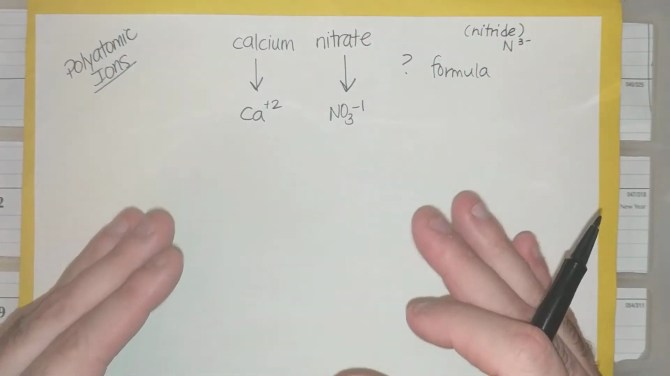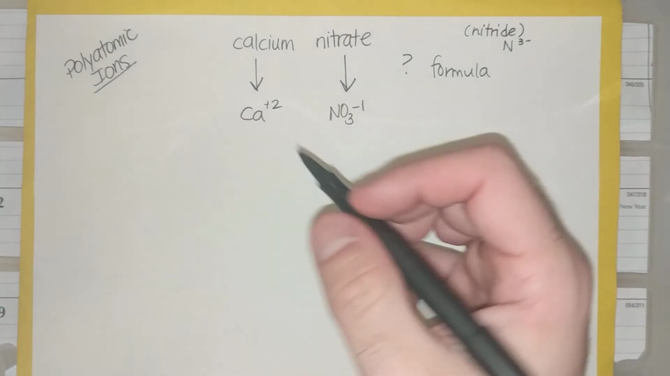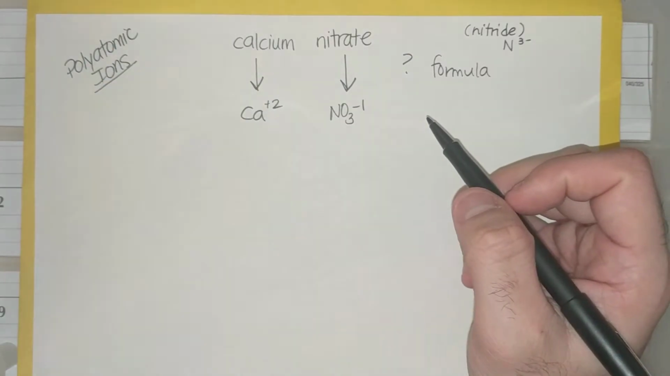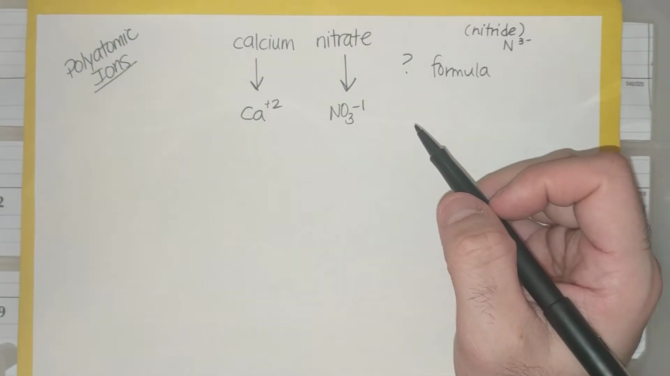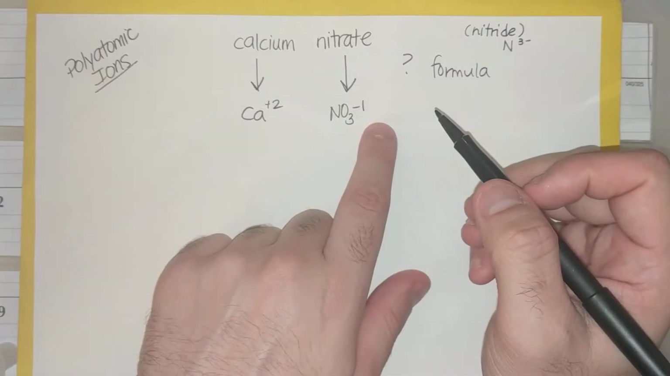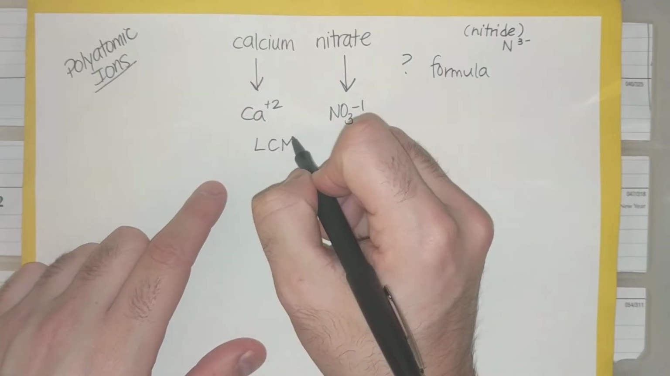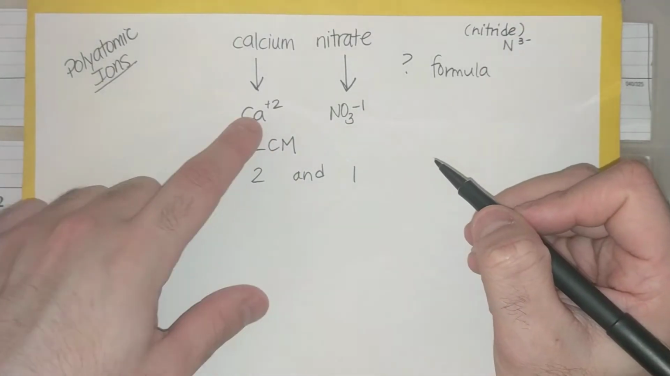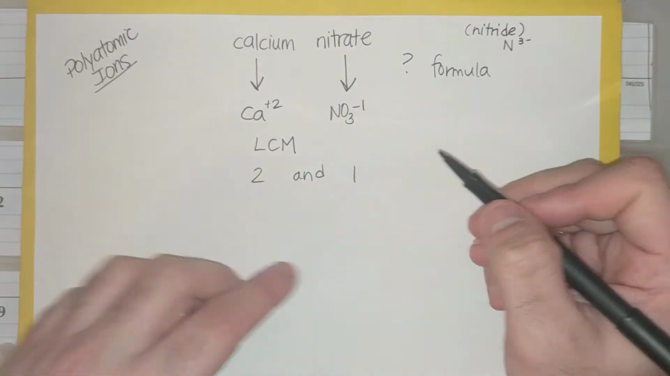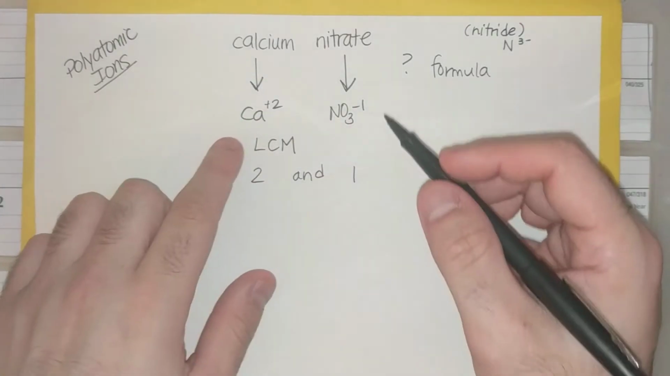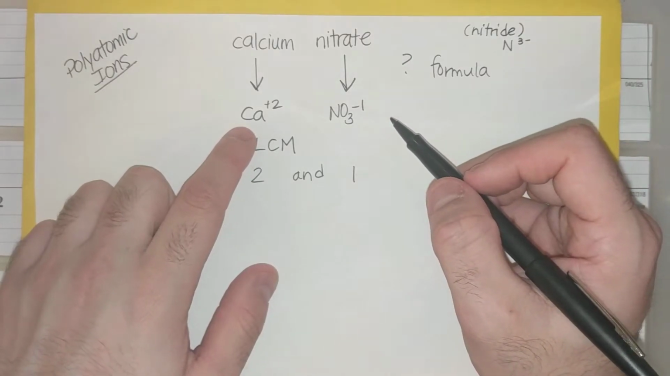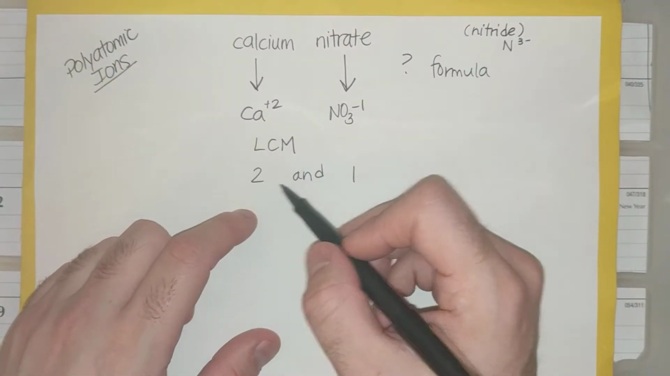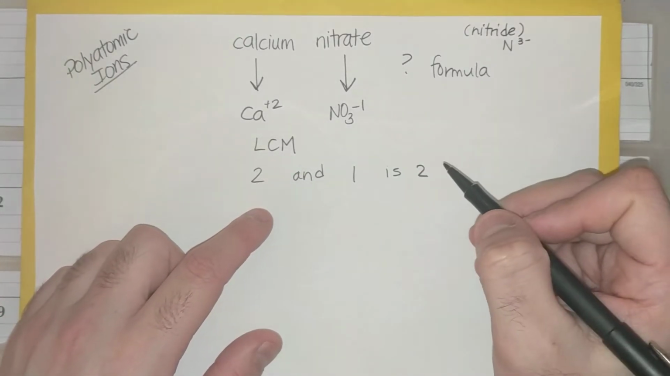Okay, now, we have done this a lot, but I want to write a formula that contains calcium and nitrate, and the sum of the charges needs to add up to 0. Well, I like to use the least common multiple method, and I'm looking for a least common multiple between 2 and 1, because I have positive 2 and negative 1. I want the least common multiple because I want these charges to be equal but opposite in sign. So I want them to be the same number. Well, the least common multiple between 2 and 1 is 2.